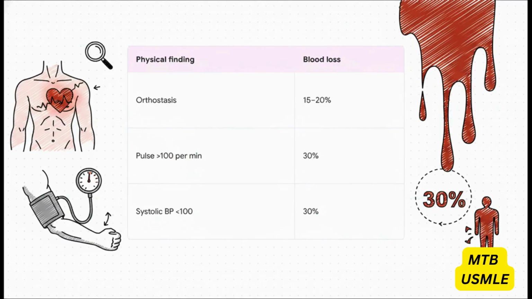It's actually fascinating how the body's simple physical vital signs act as this real-time gauge of internal hemorrhage. We don't necessarily need some fancy lab test to tell us a patient is in critical danger. If a patient is bleeding and their resting heart rate jumps over 100 beats per minute, or their systolic blood pressure drops below 100, that is a massive clue. It tells the detective that the patient has already lost a staggering 30% of their total blood volume.